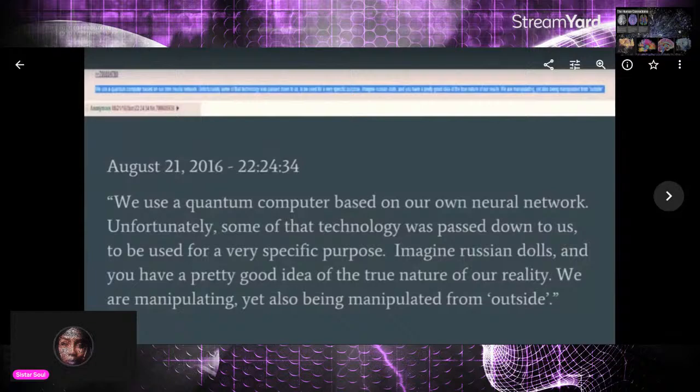This is an article from August of 2016. We use a quantum computer based on our own neural network. Unfortunately, some of that technology was passed down to us to be used for a very specific purpose.